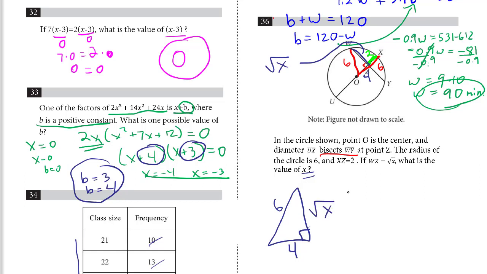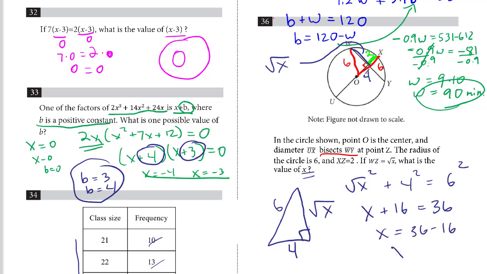Well, I'm going to apply the Pythagorean theorem. A squared plus b squared equals c squared for a right triangle. So the square root of x squared plus 4 squared equals 6 squared, the hypotenuse squared. Square root of x squared is x, plus 16 equals 36. x equals 36 minus 16, subtracting 16 from both sides. x equals 20. The correct answer for x, which is the question they want, let's read it again to make sure, is 20. 36, the answer is 20.